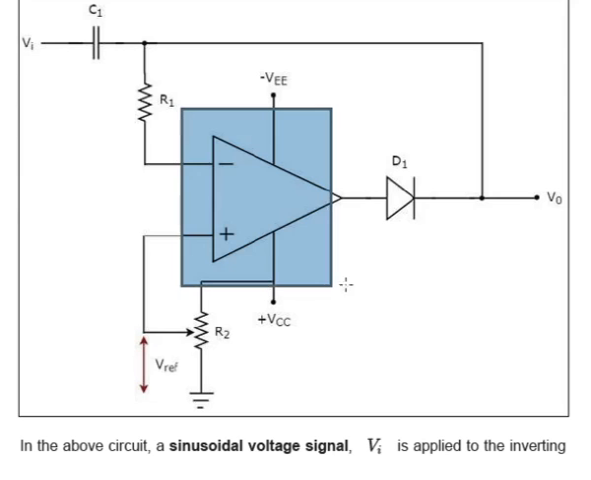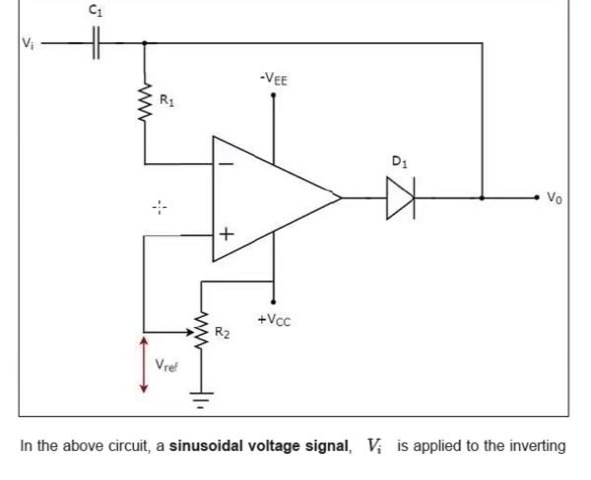So here we use the Opamp, and we have placed the input voltage at the inverting terminal and the reference voltage at the non-inverting terminal. And here at the output we have used a diode, a PN junction diode, and we have used two resistors R1 and R2.